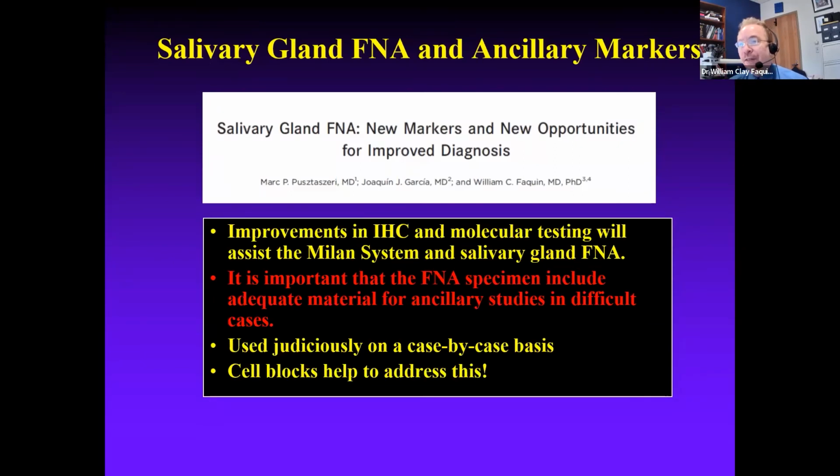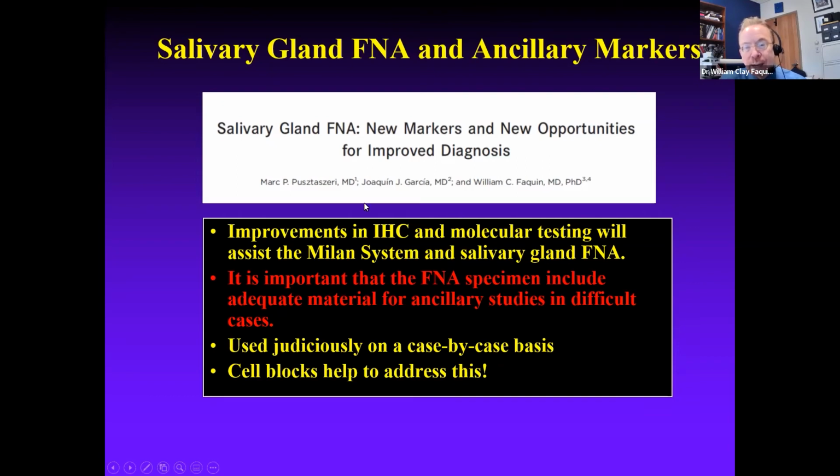Okay, so in the last few minutes, what I want to do is just describe some of the ancillary markers that we now have available and how they can be applied to salivary gland FNA. Really, over the last 10 years, we have just been very fortunate to discover new molecular profiles and immunohistochemical profiles for many of the salivary gland tumors that we deal with.